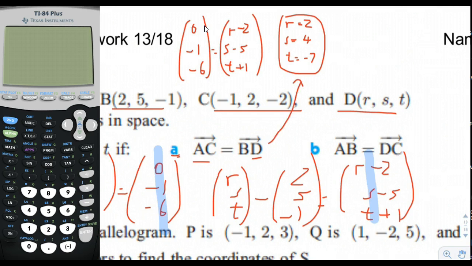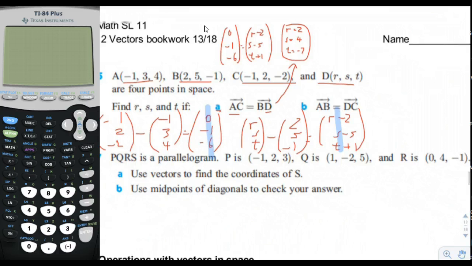All right. What about this one? If vector AB is equal to vector DC. Vector AB you would find by subtracting vector B minus vector A. That would give us 2 minus -1 is 3, 5 minus 3 is 2, and -1 minus 4 is -5. So that's vector AB. And what about vector DC? How do we find that?